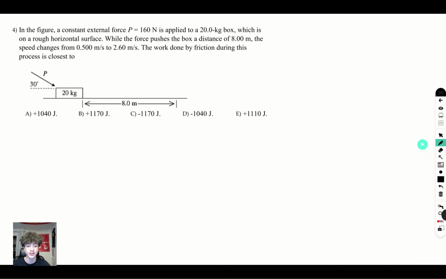Today we're looking at another work problem. This one's slightly more complicated than the last two we went over. So without any further ado, let's get straight into it.